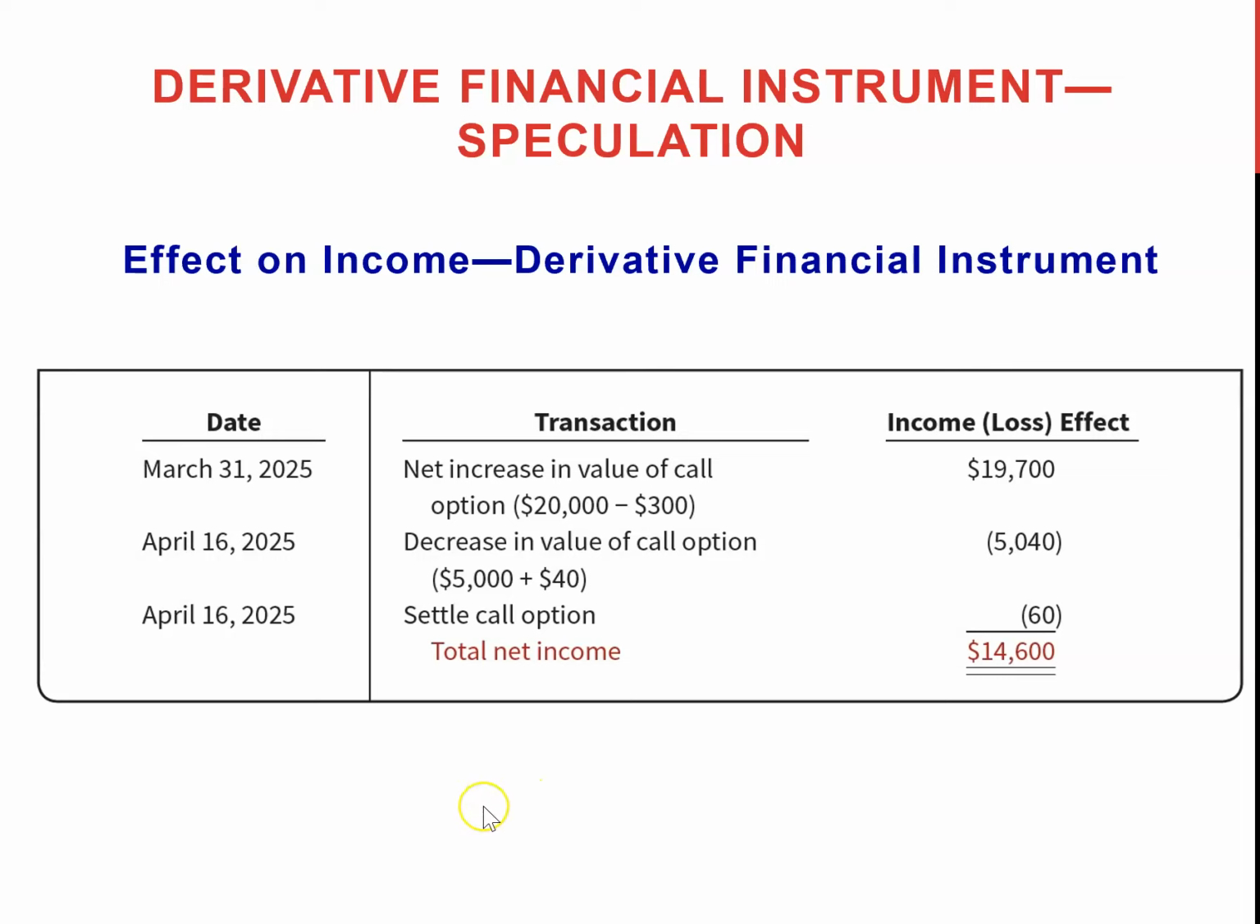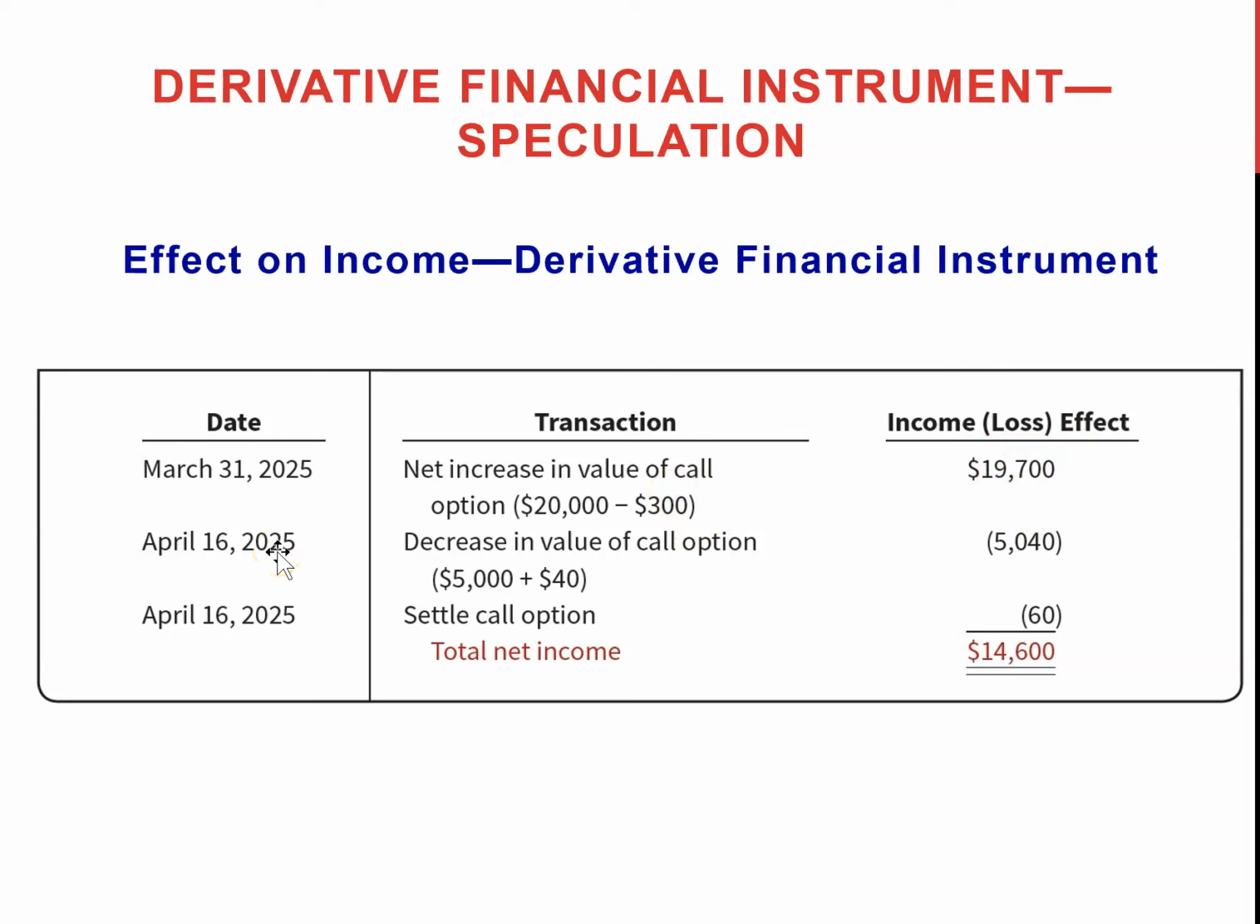Now if you look at the net impact that they have on their net income related to the options, they will show those option related gains or losses. First it was an unrealized gain or loss, and then later at the end it was a settlement loss, and ultimately they are making a net income of $14,600. So on March 31st, the unrealized holding gain or loss for intrinsic value was a $20,000 gain, and then for time value it was a loss, so the net impact was an income of $19,700.